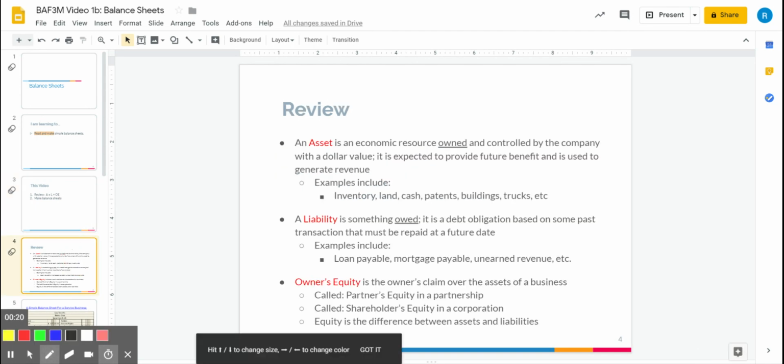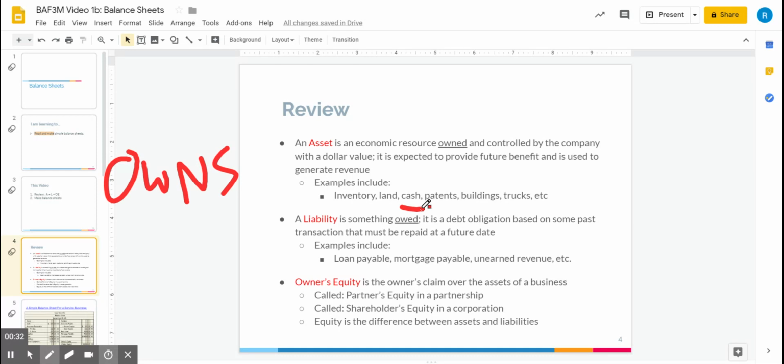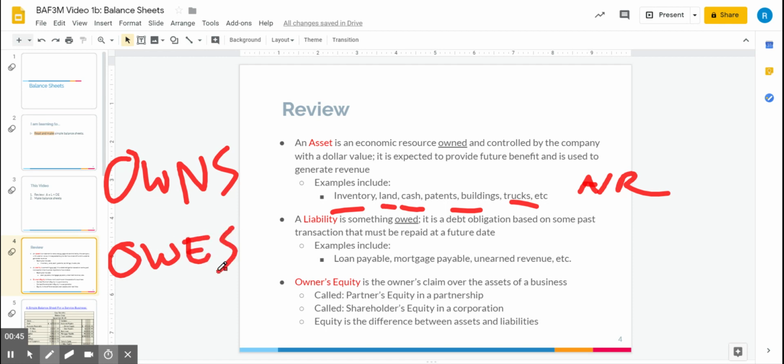So last video was basically learning about assets, liabilities, and owner's equity. We learned that assets are economic resources that a company owns that are useful for helping generate revenue, such as cash, maybe debts owed to us, which we're going to learn are called accounts receivable, inventory, land, buildings, trucks, equipment. Liabilities are debt obligations of the company, something that's owed.